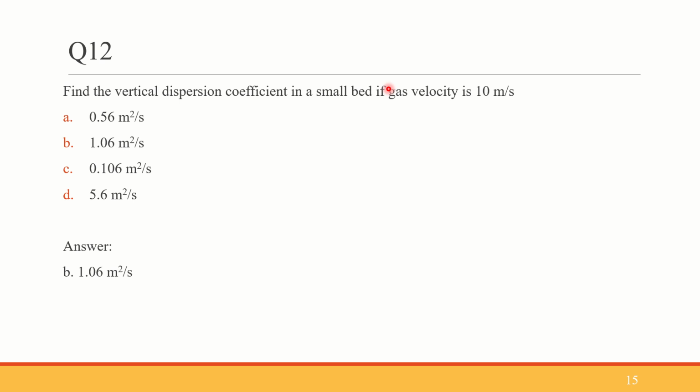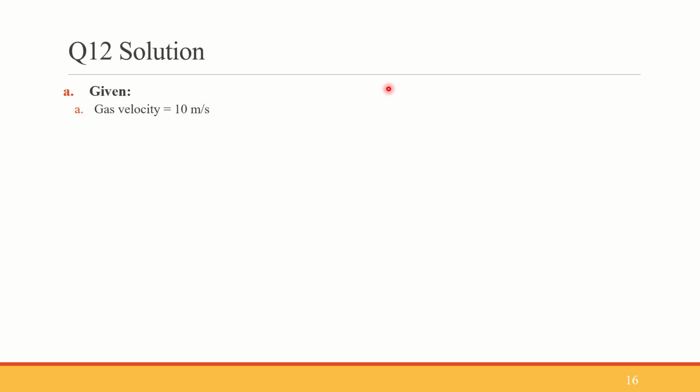I'll give you an idea. So what are we asked to find? We are asked to find the vertical dispersion coefficient in a small bed, and we are given the gas velocity. So we all know to find the vertical dispersion coefficient, the formula involved is a very simple and straightforward one. So we'll go and see that solution. First we need to write the given, and given is that the gas velocity values are given, which is 10 meter per second, and we are asked to find vertical dispersion coefficient in a small bed.